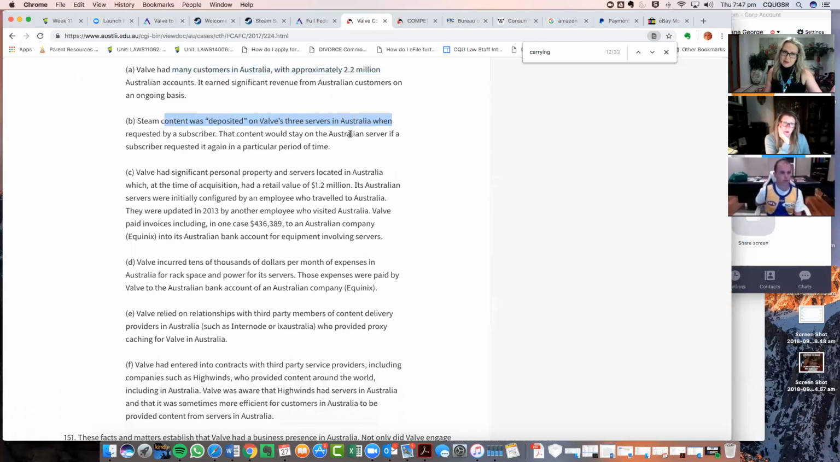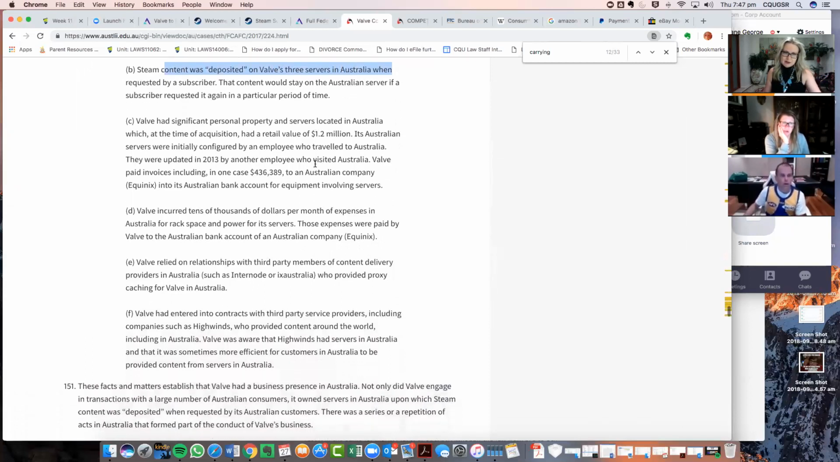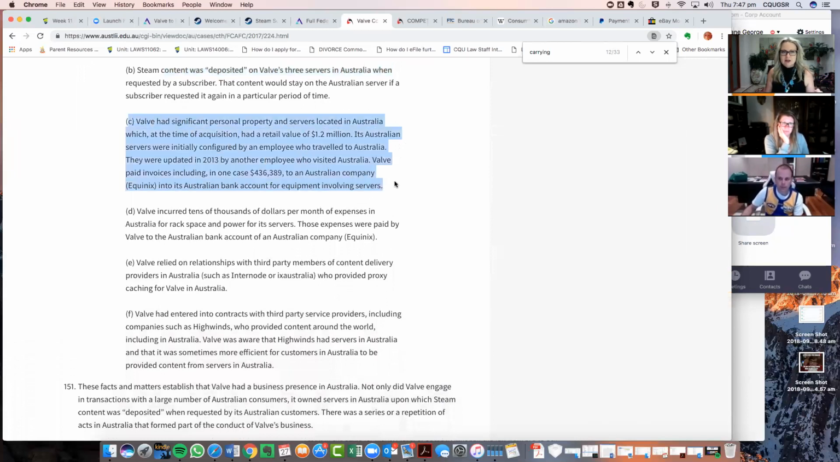I would have been happy if these two were in the mix, in the decision. Here, this is the one thing I think that keeps the gate half closed. They had significant personal property and servers located here. And so they said that, see, you've got here a retail value of 1.2 million. They were configured by someone that came here, updated in 2013, spent a lot of money in updating it.